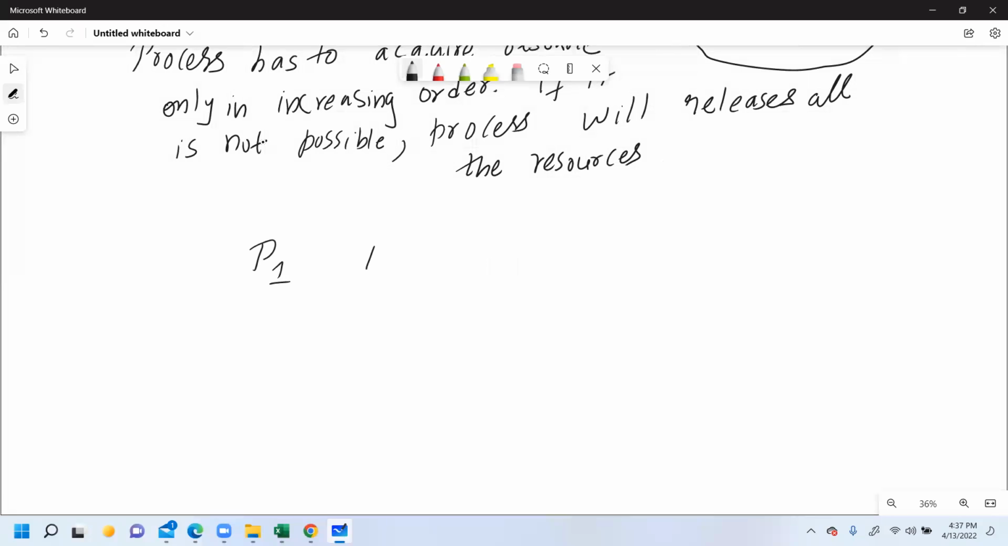See, let's say there are processes P1, P2, P3, and resources numbered R1, R2, R3. P1 acquires R1. Let's say P2 has already acquired R2, and P2 is scheduled, and it is going to release the resource. Because P1 needs R2 as well, once P2 releases the resource, P1 is going to use it.